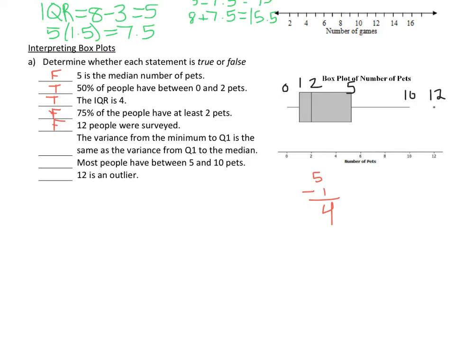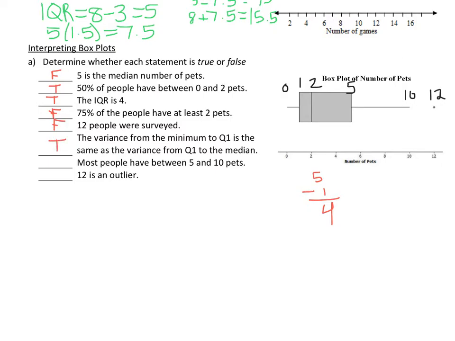The variance from the minimum to quartile 1 is the same as the variance from quartile 1 to the median. Well, the variance from the minimum to quartile 1 is from 0 to 1, so the variance is 1 there. And the variance from quartile 1 to the median, from 1 to 2, is also 1, so that is true.